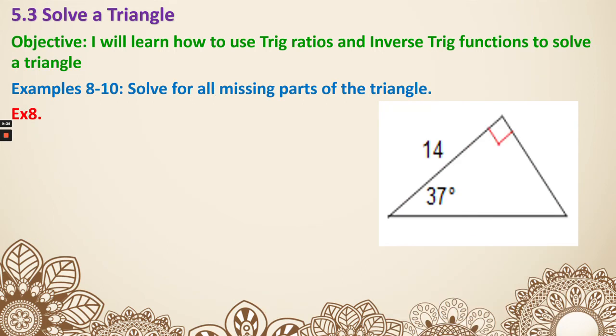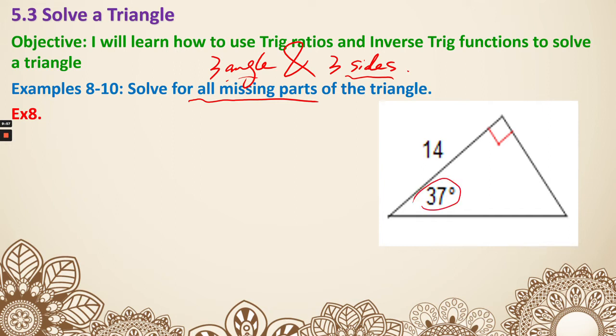Example 8. Solve for all missing parts of the triangle. All missing parts means 3 angles and 3 sides. We're going to need to find every single piece of information. So again, we're just finding missing sides and missing angles, which is what we just learned in the previous part of the lesson. So example 8.